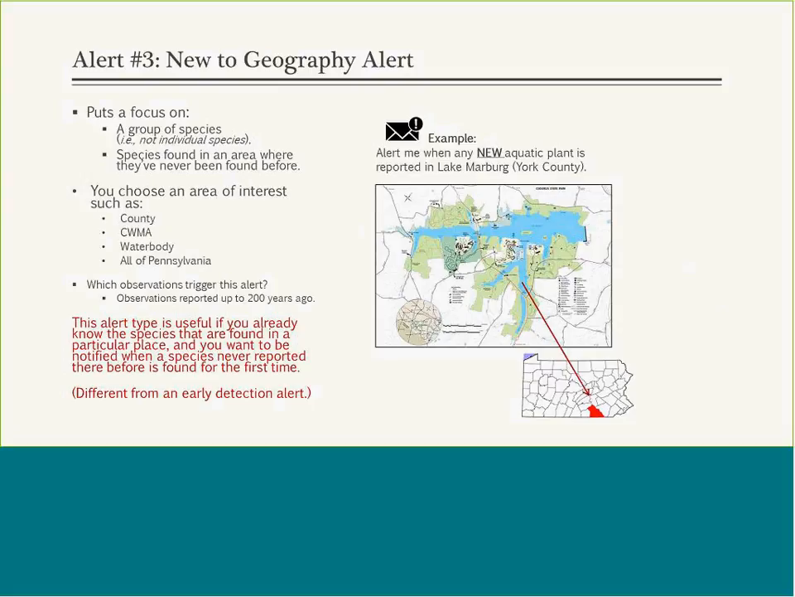So you choose an area of interest, like a county or a water body. This alert is actually going to trigger on a new observation. This alert is really useful if you want to find the species that are found in a particular area and be notified whenever one is reported for the first time. Again, it's different from the early detection.